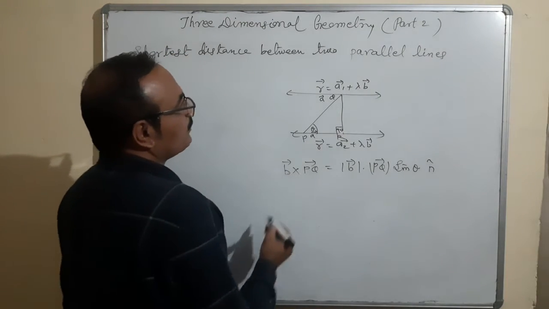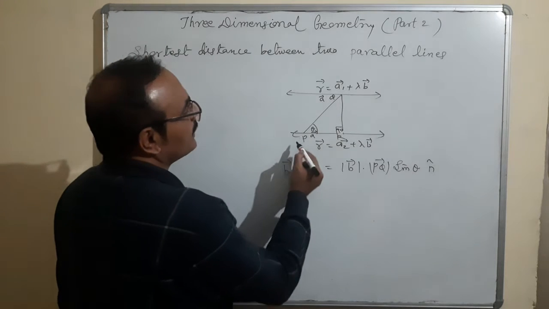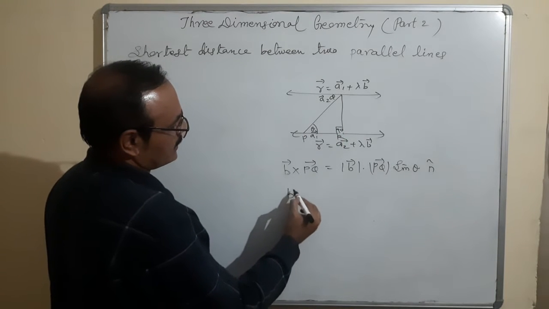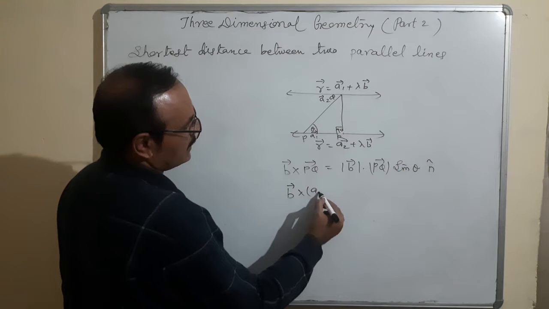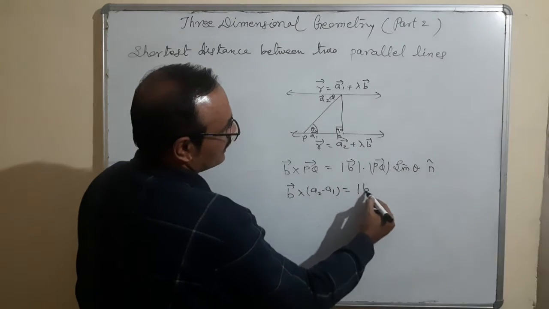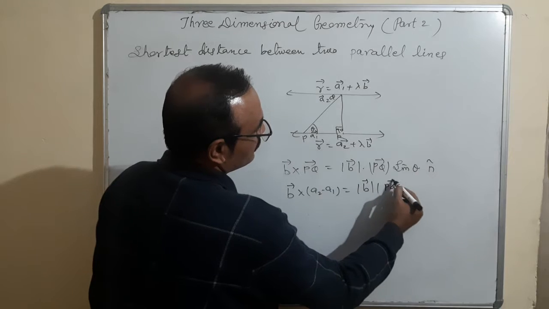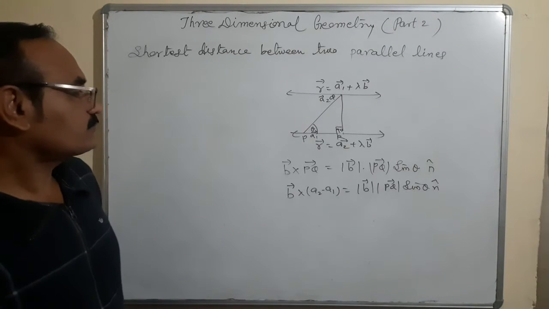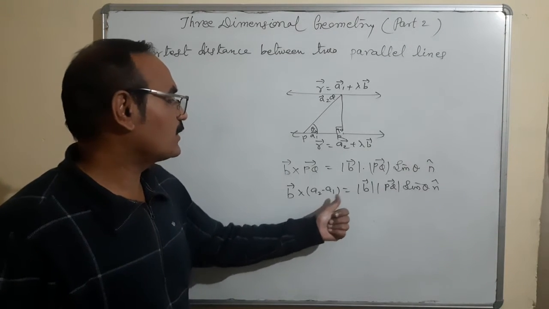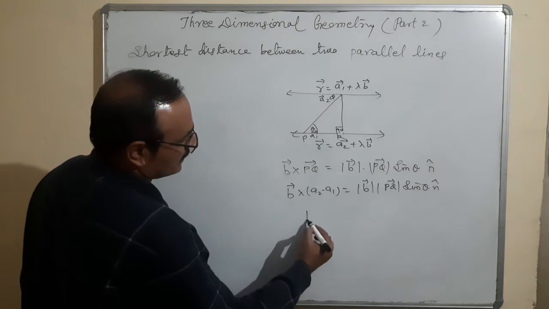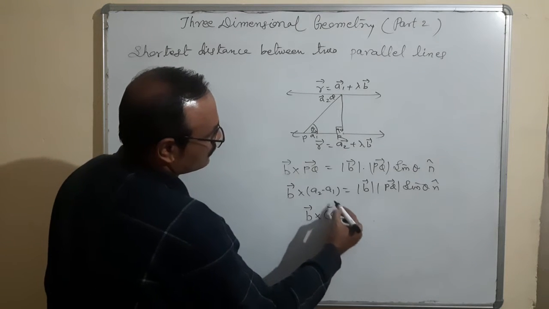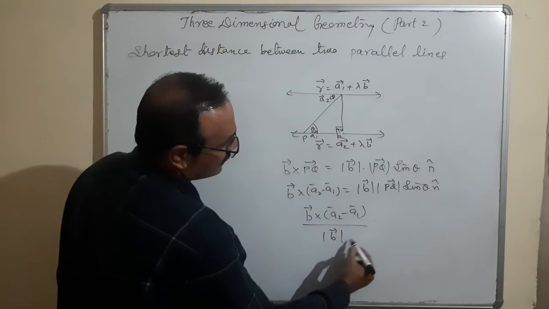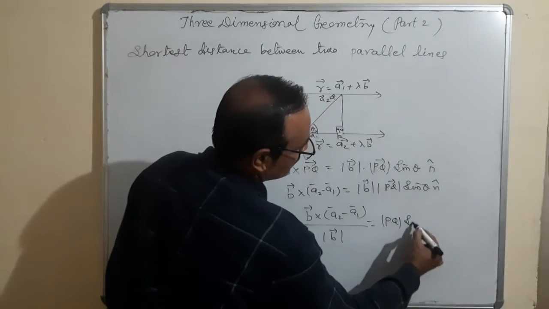So vector B cross PQ. What does PQ mean? P I have taken as A1 and Q as A2, so PQ is A2 minus A1. So vector B cross A2 minus A1 is equal to magnitude of B, magnitude of PQ sine theta unit vector n. Is it okay? When I shift this term, vector B cross A2 minus A1 upon magnitude of B is equal to PQ sine theta.